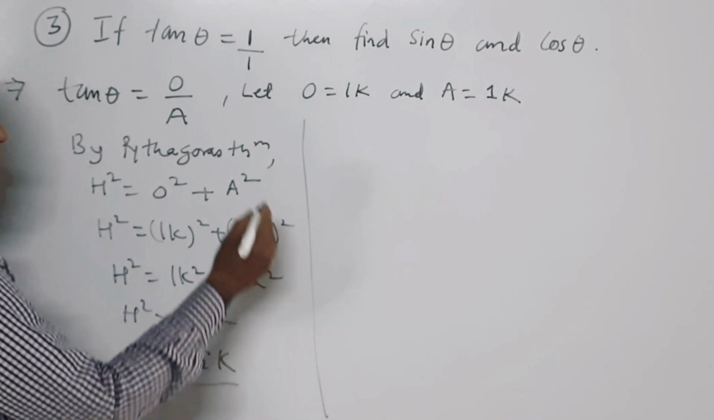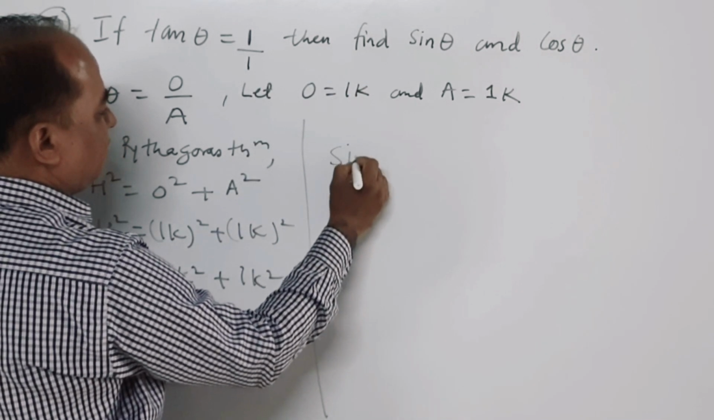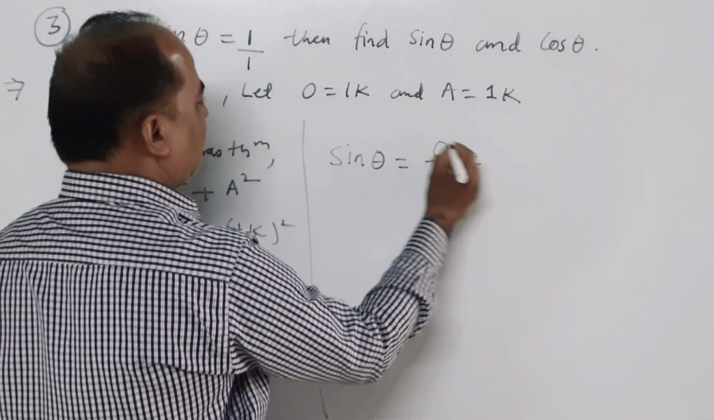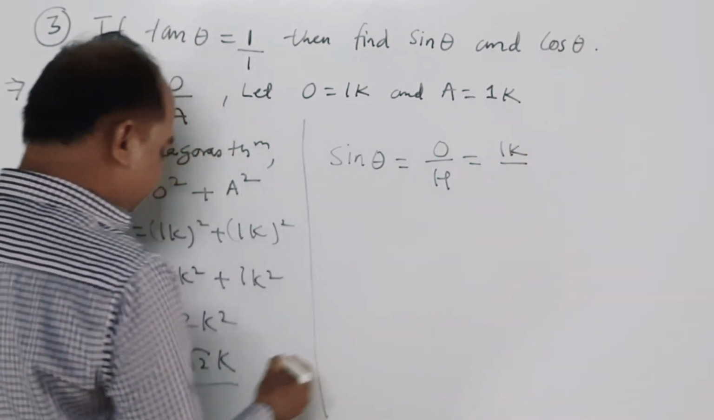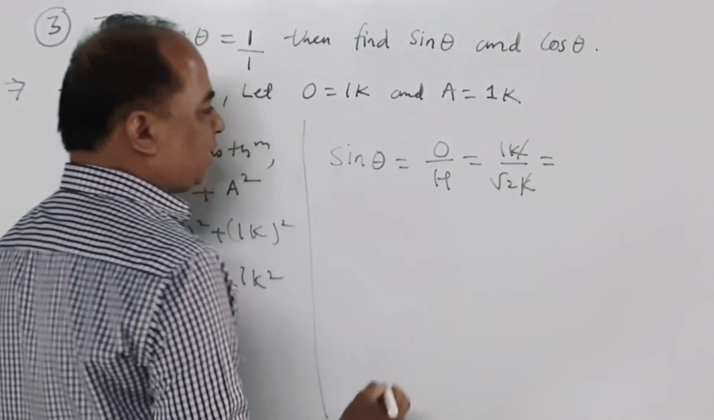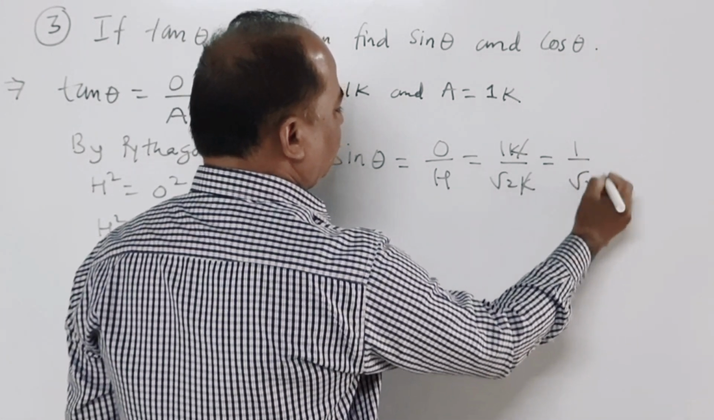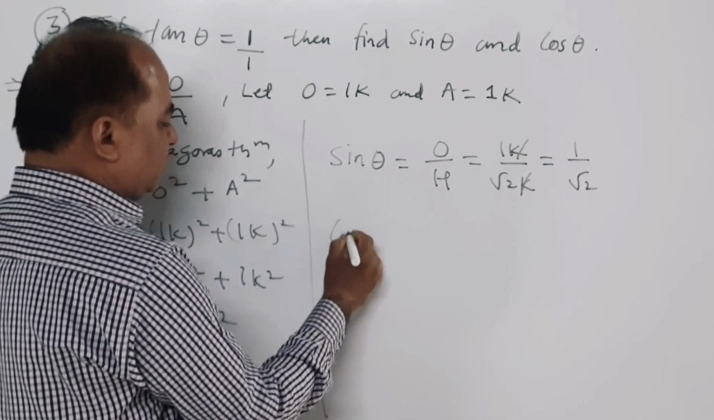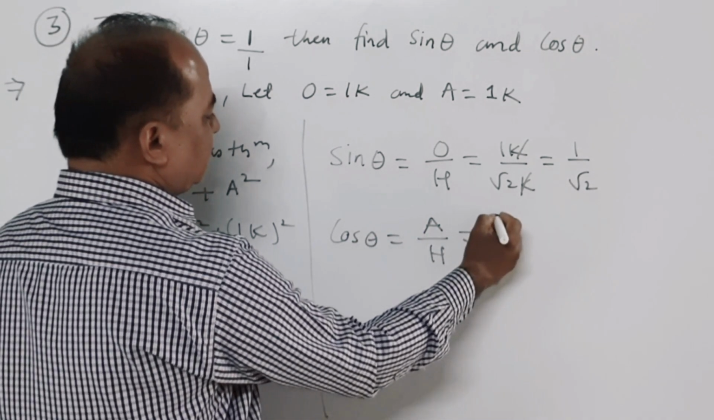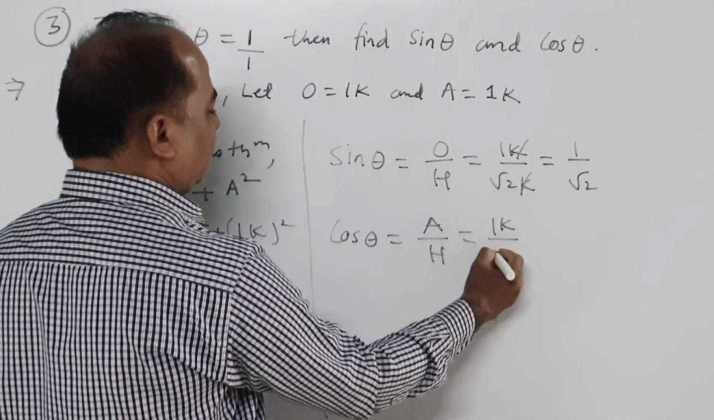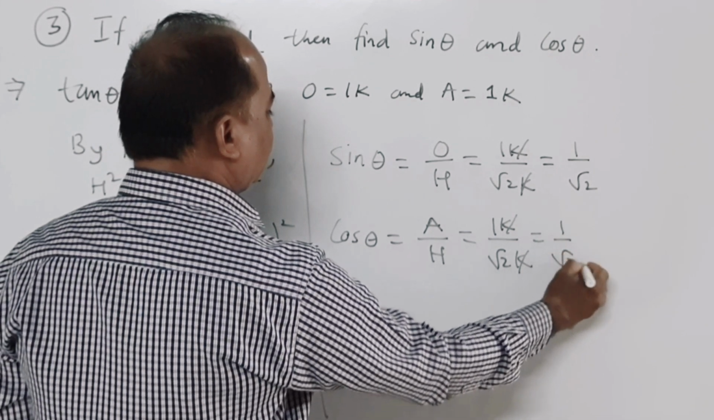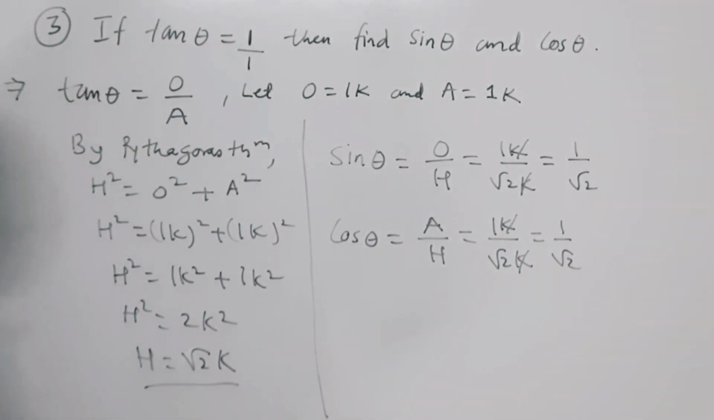Therefore here we need to find sin theta. So sin theta is equal to opposite side upon hypotenuse. Opposite side is 1k upon hypotenuse root 2k. K will get cancelled from numerator and denominator. So 1 upon root 2 is sin theta. Similarly cos theta is adjacent side upon hypotenuse. So adjacent side is also 1k upon hypotenuse root 2k. K will get cancelled. 1 upon root 2 is cos theta.